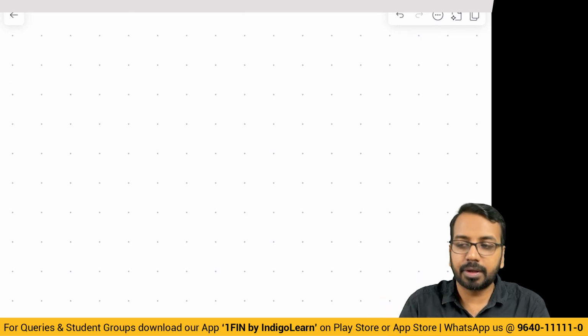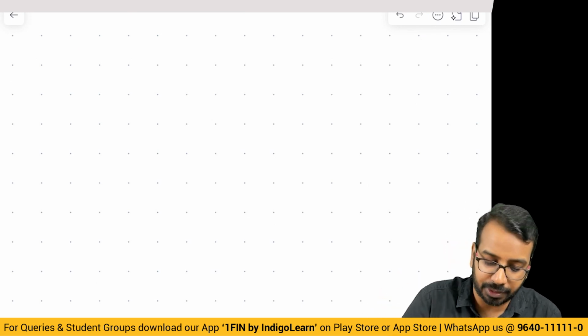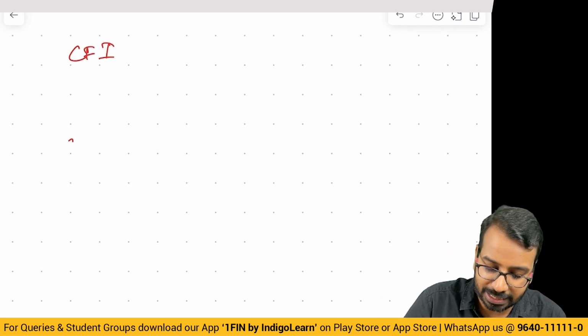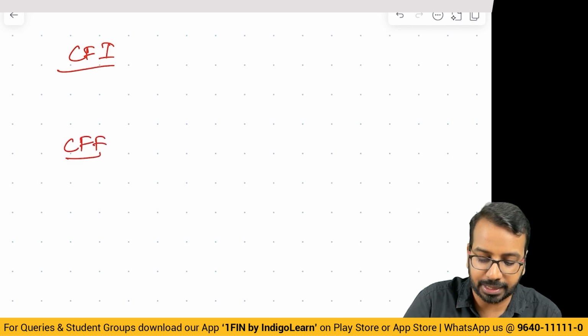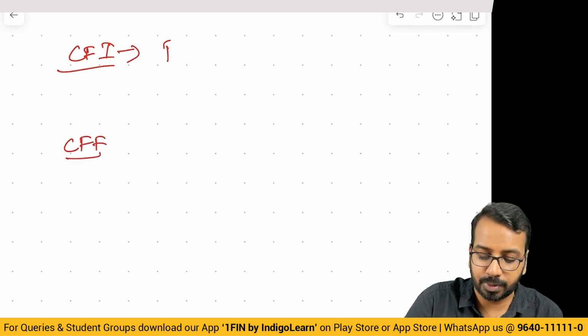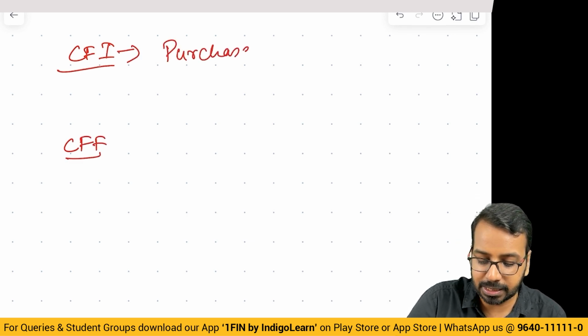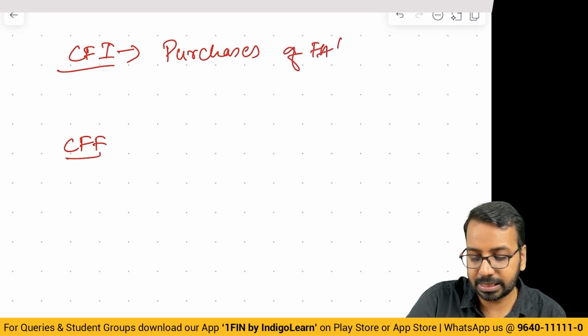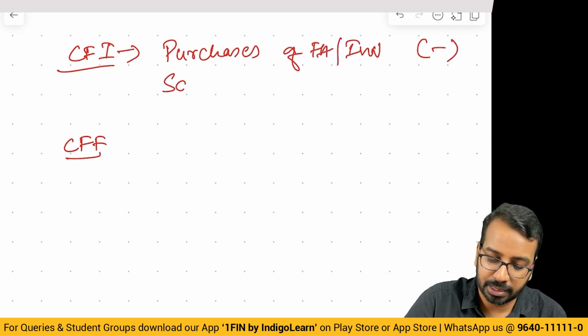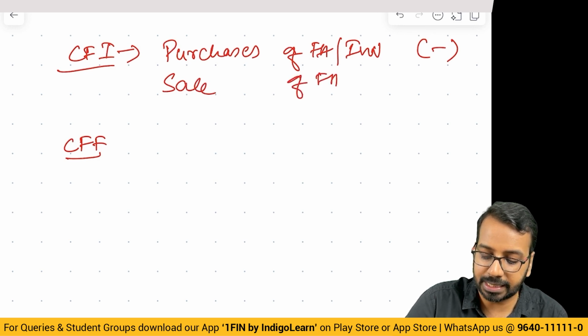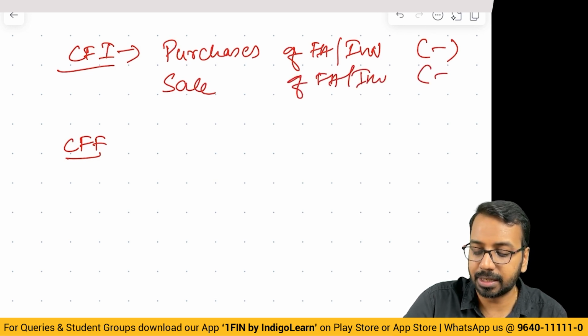Now, after we have calculated cash flow from operating activities, the remaining two are cash flow from investment and cash flow from financing activity. Cash flow from investment basically has purchases of fixed asset or investments as a negative number, and sale of fixed asset or investment as a positive number.